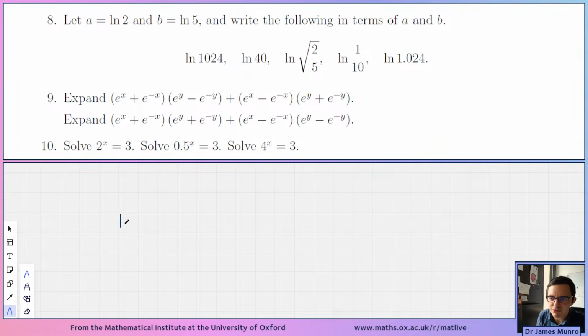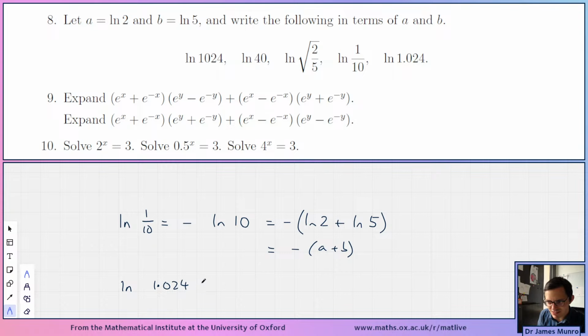The idea here is that you're using rules like this to rearrange these logarithms. That this is minus 2 and then 5. So then you could write that as like minus a plus b or something, which is then in terms of a and b.